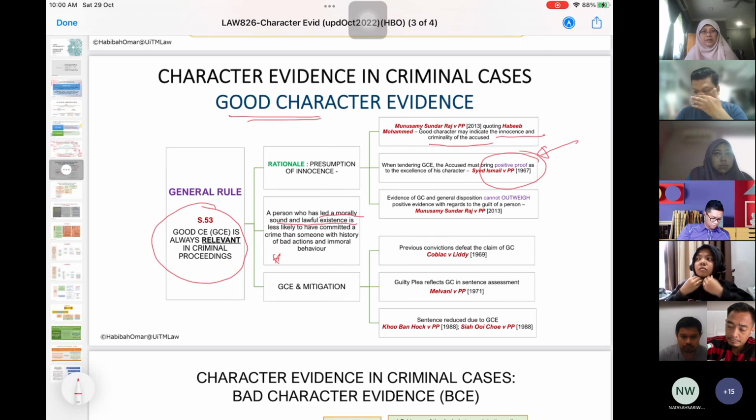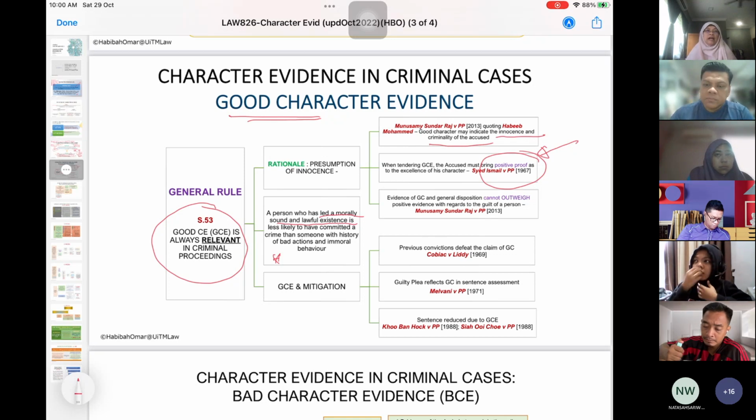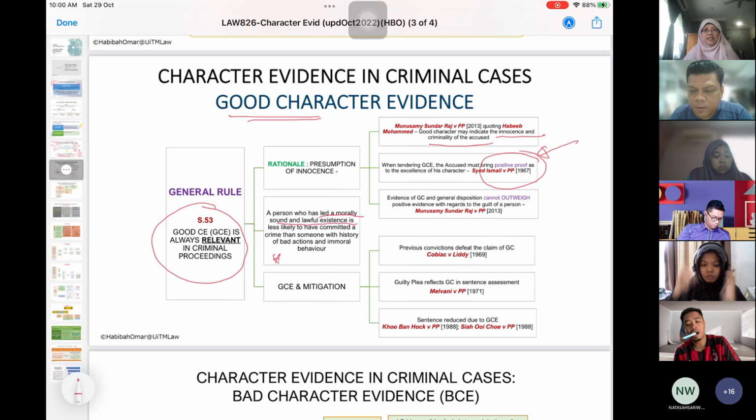Get the picture? So maksudnya, kalau you bawa good character evidence, you kena buktikan you punya good character evidence by tendering bukti, dengan membawa bukti untuk membuktikan bahawa you adalah orang yang good character. So far get the idea? So bila dia kata nak ziarah-ziarah dekat sekolah tahfiz ke apa tu, ziarah masjid ke apa tu, benda tu memang sebenarnya ada implikasi dalam undang-undang. Memang disuruh. Yeah, you get that?